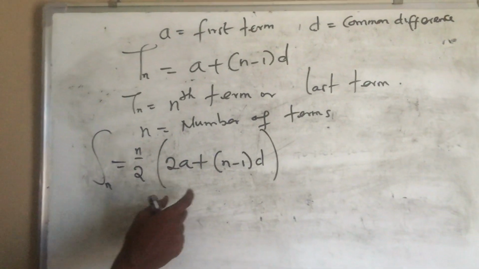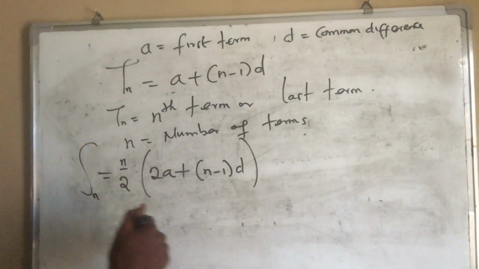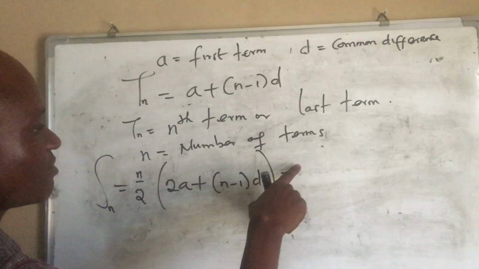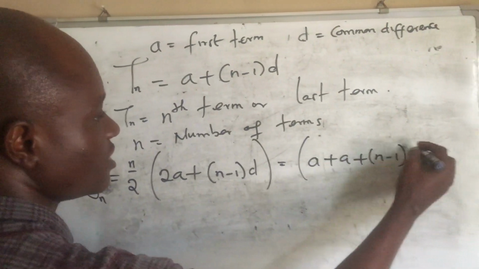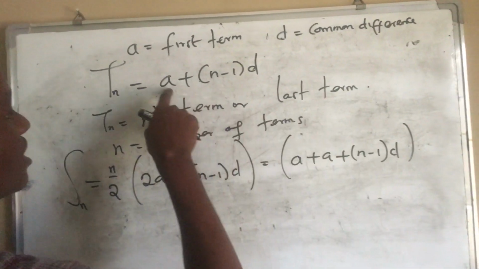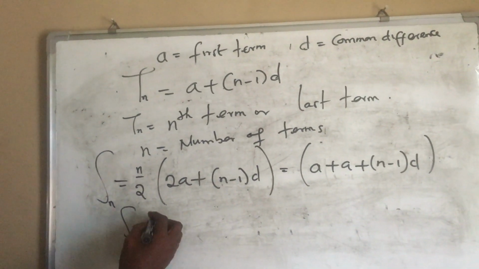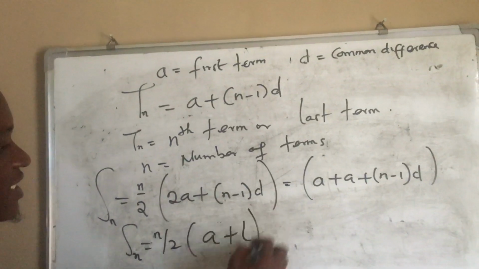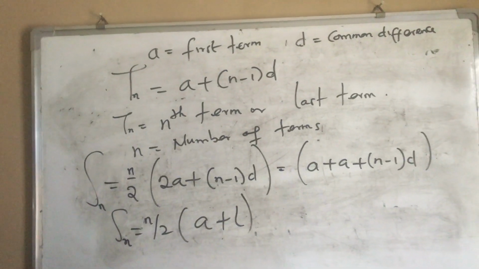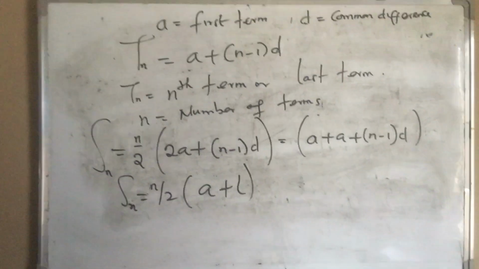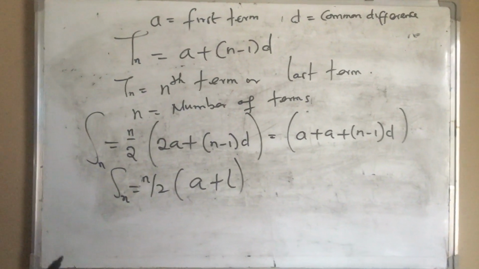I can bring out another formula here. If you check, inside the bracket I can write a + (n - 1)d, which is my last term, or nth term. So I can say Sn = n/2 (a + last term), or your nth term. You can see this formula in these two versions. If you are given the last term of any sequence and the first term, it's easy to get the sum.